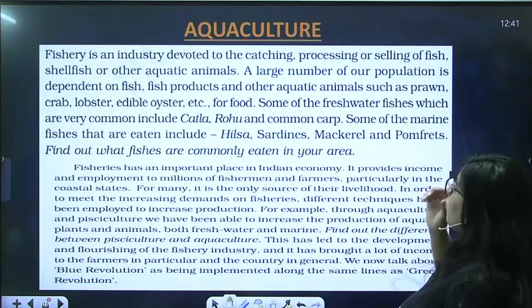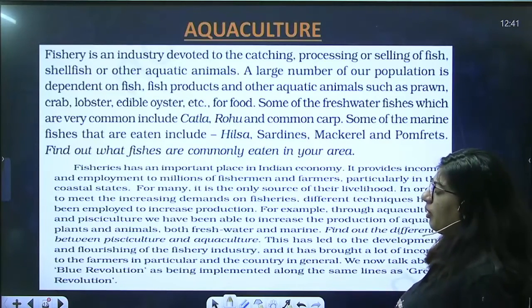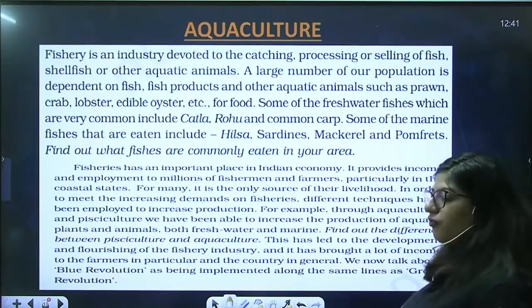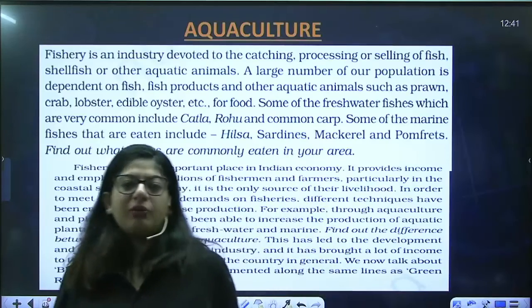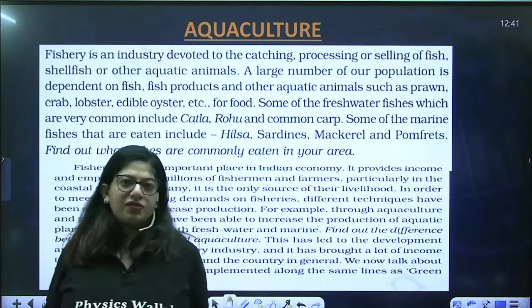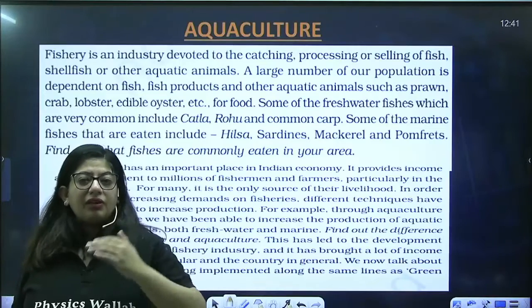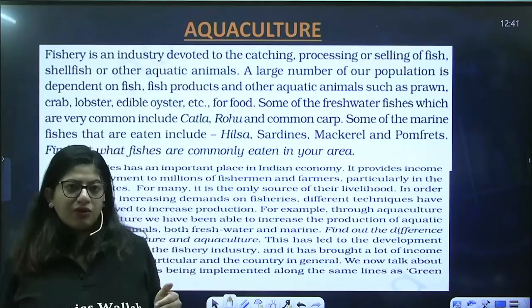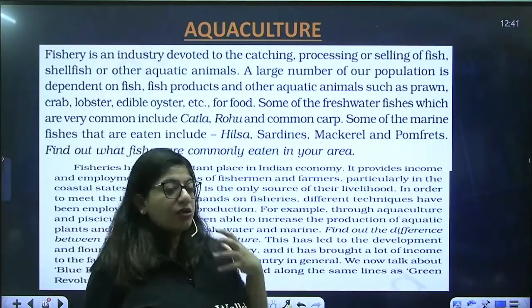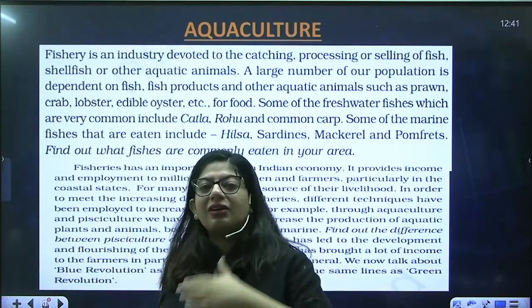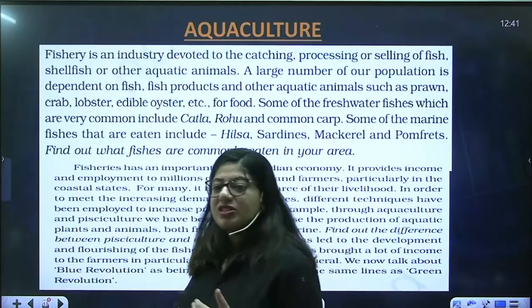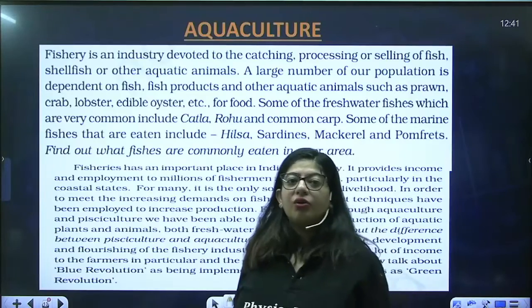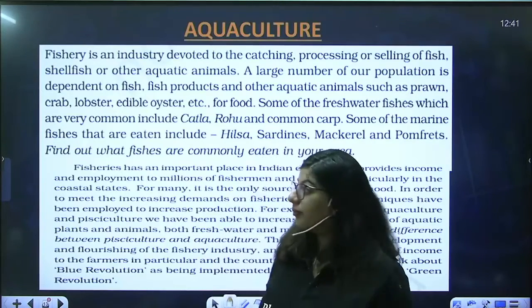A large number of our population is dependent on fish products and other aquatic animals such as prawn, crab, lobster, edible oyster, etc. for food. So definitely the most selling product in India is fish. Apart from that, people also eat lobster and crabs as seafood. Okay, but besides being a part of your cuisines and food, fishes are also cultured to extract their products, such as fish oil, you must have heard of, right? And some fish skin is used to make a lot of varnishes and products like that.